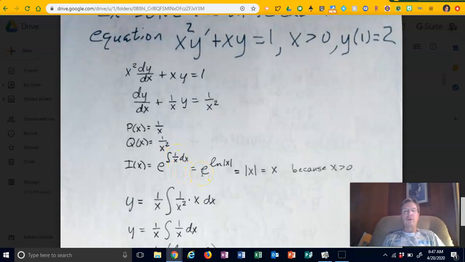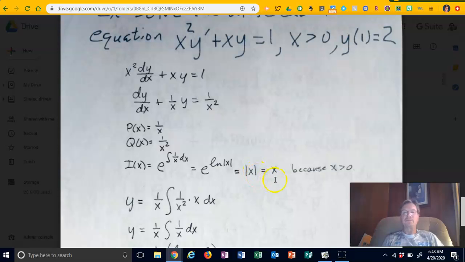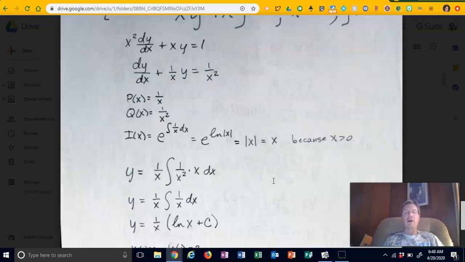So that'll be equal to, when we integrate 1 over x, we get the natural log of the absolute value of x. So I of x is equal to e to the natural log of the absolute value of x. Well, e to the natural log of x, these are inverse functions, which just leave us with the absolute value of x. However, since we know up here that x has to be positive, we can drop the absolute value. I of x is just going to be x.